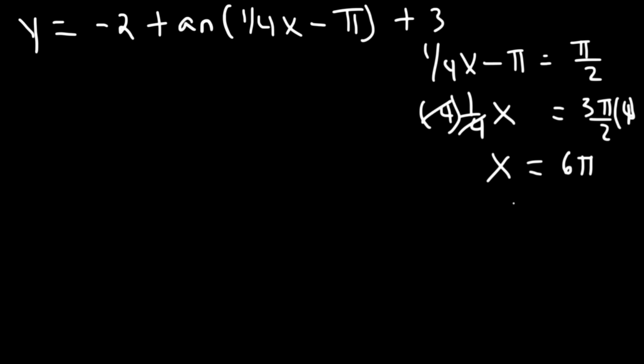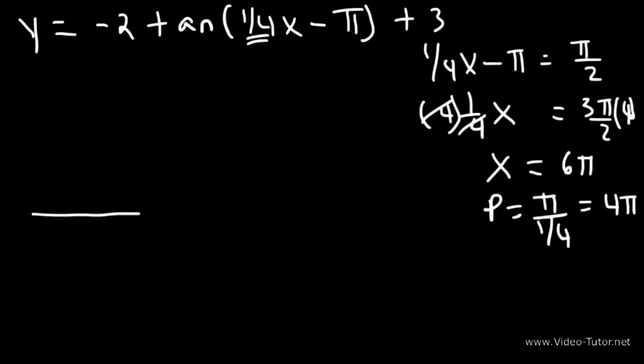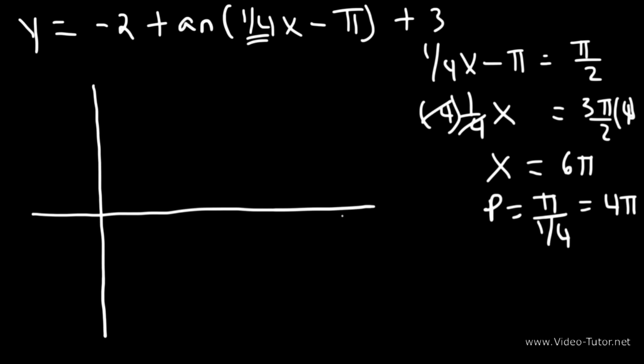Now the next one, we can use the period to find it. The period is going to be pi divided by b. And b is the number in front of x, so b is 1/4. So pi divided by 1/4 is the same as pi times 4, so it's 4 pi. So let's use the right side of the graph. Let's say this is 6 pi. We can add 4 pi or subtract 4 pi. But let's subtract 4 pi. So the next vertical asymptote is at 2 pi. And let's just focus on everything in between these two vertical asymptotes.